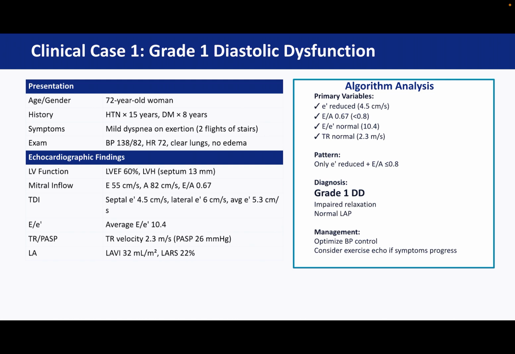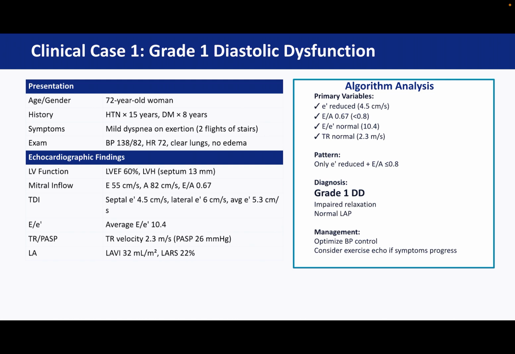Is E prime reduced? Yes. Average E prime is 5.3, well below the cutoff of 6.5. Therefore, diastolic dysfunction is present. Step 2. Primary variables for left atrial pressure. E to A is 0.67, which is less than 0.8. E to E prime is 10.4, not elevated. TR is 2.3, which is normal.